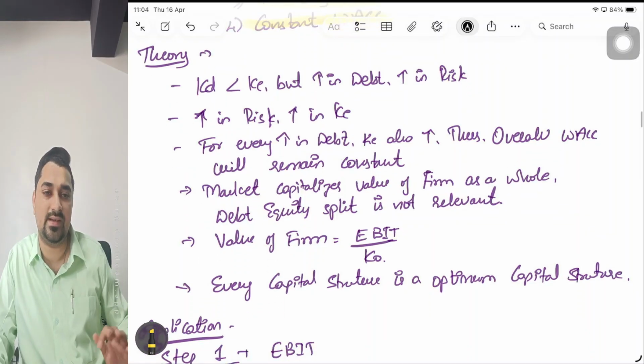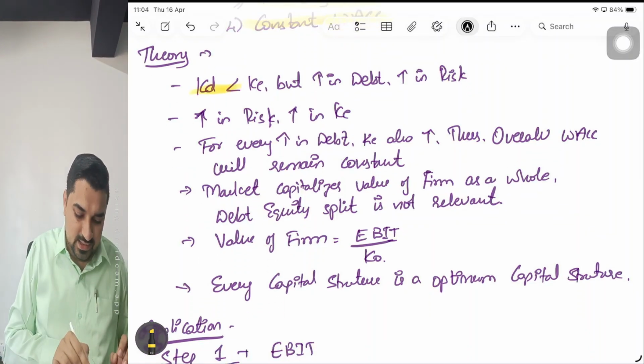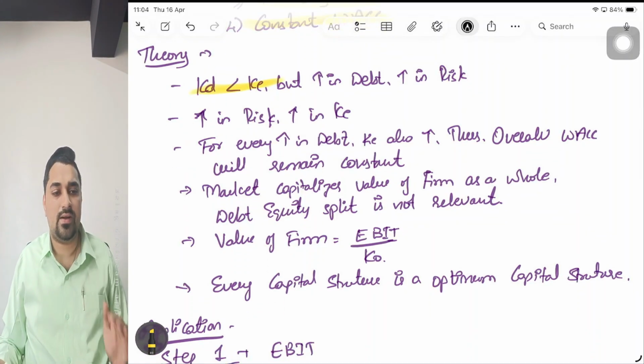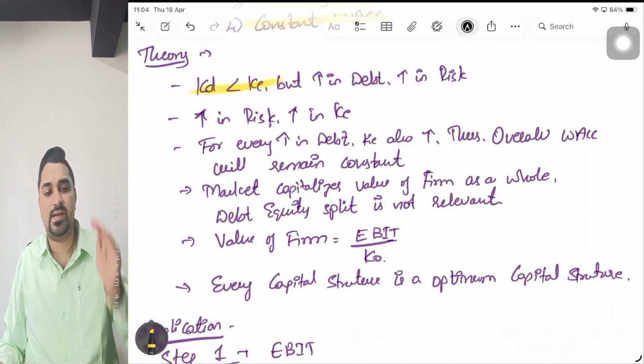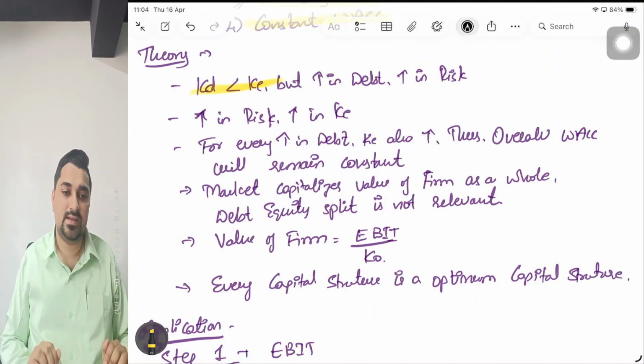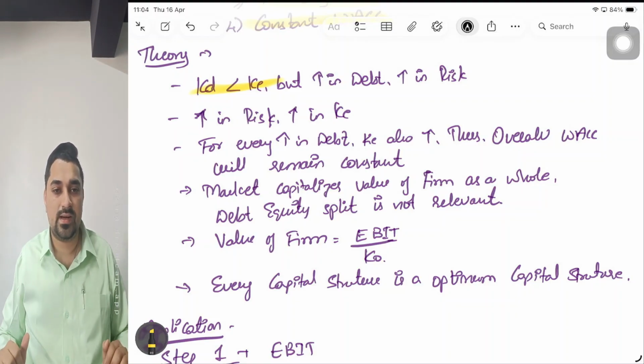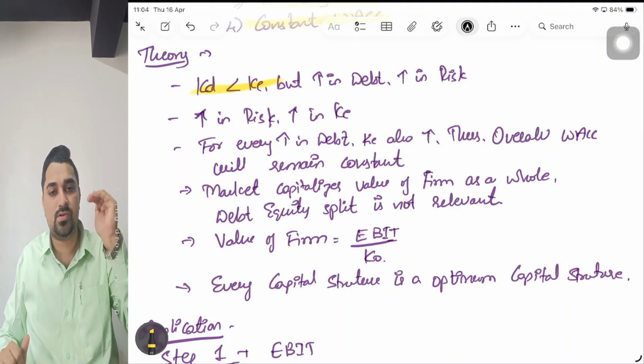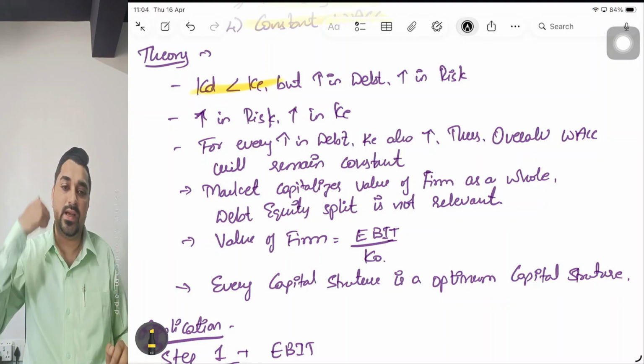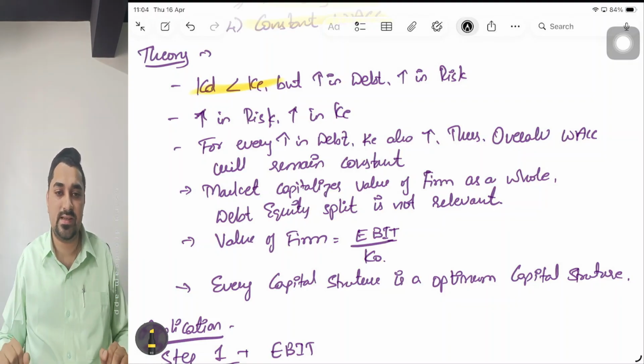So what does the theory say? The theory says debt is a cheaper source of finance, correct? But whenever I increase the proportion of debt in my capital structure, risk will increase. Ultimately, who takes the responsibility of that risk? The equity shareholders, correct? So as and when I increase the proportion of debt in my capital structure, it causes the risk also to increase. Whenever there is an increase in risk, the equity shareholders' expectation will also increase, correct? In other words, KE will also start increasing.